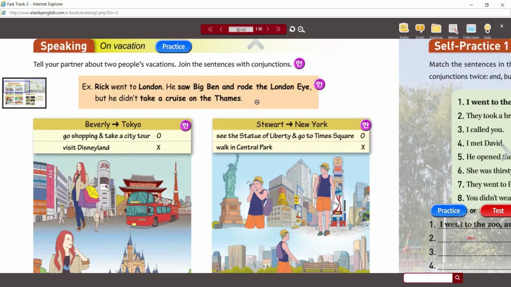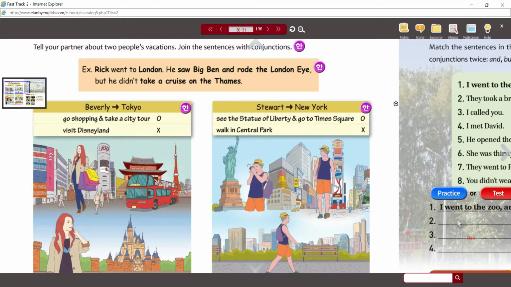Now, of course, if you don't have a partner, you're not going to be able to tell anyone except yourself. So you're going to maybe tell yourself about 4 people's vacations. Okay? Anyway, the point is you're going to construct some sentences about people in places. Okay? So an example they give here at the top: Rick went to London. He saw Big Ben and rode the London Eye, but he didn't take a cruise on the Thames.